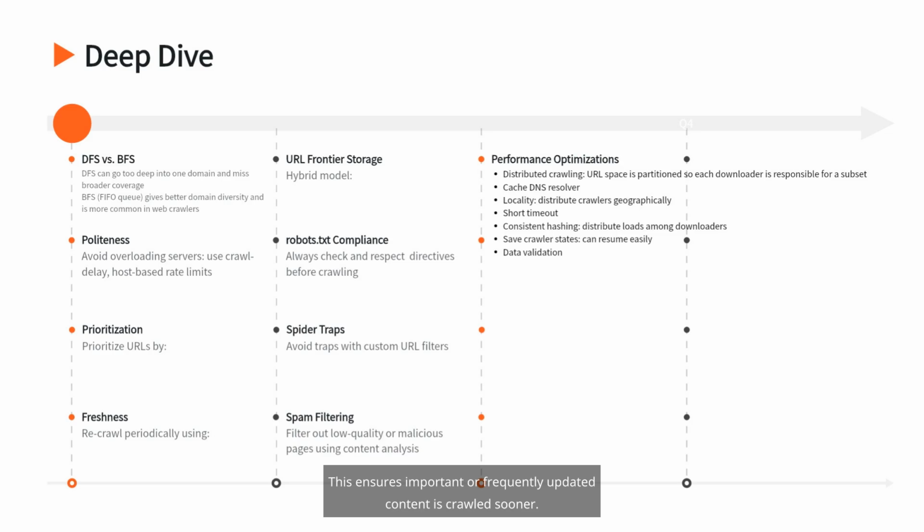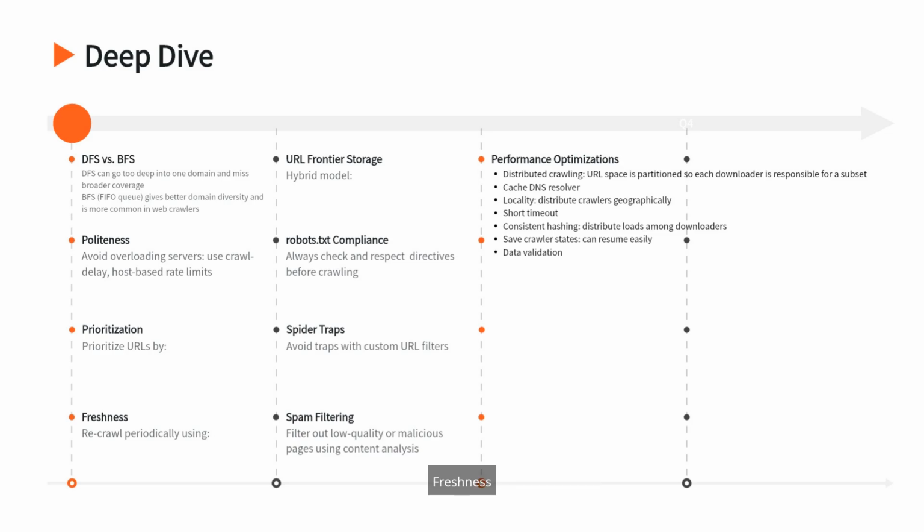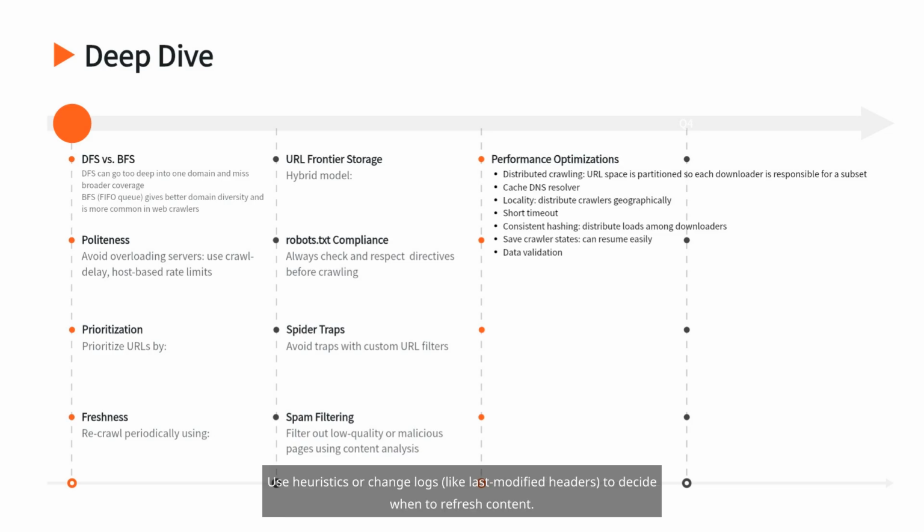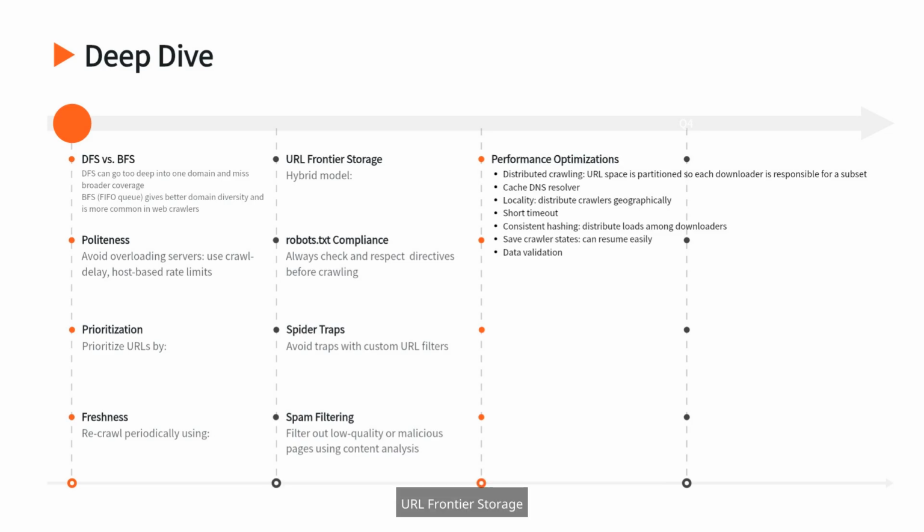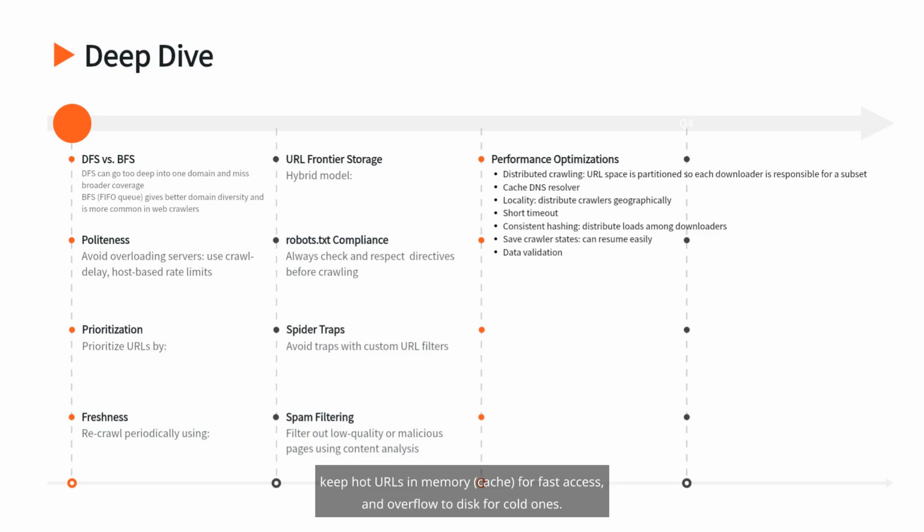4. Freshness. The web is dynamic. We need to recrawl pages periodically. Use heuristics or change logs, like last modified headers, to decide when to refresh content. 5. URL frontier storage. The frontier can grow very large, so we use a hybrid storage model. Keep hot URLs in memory, cache, for fast access, and overflow to disk for cold ones.